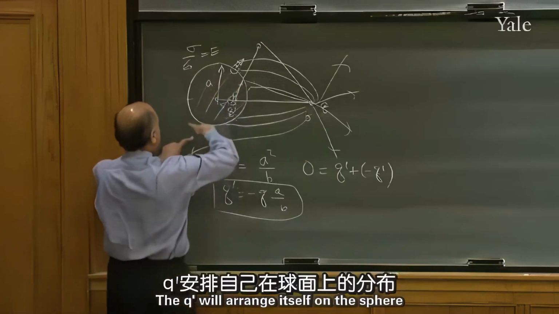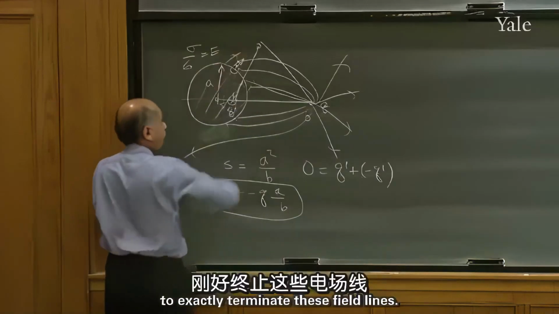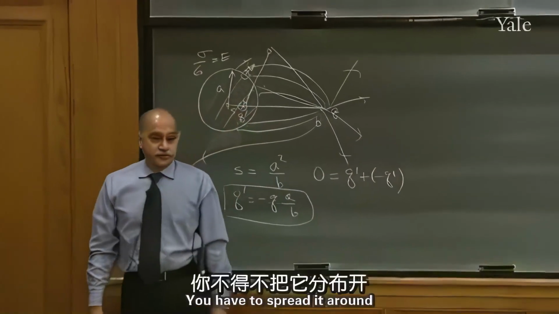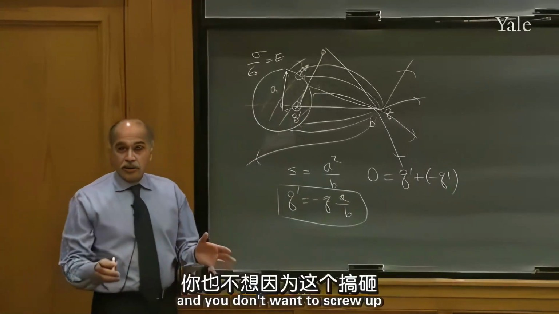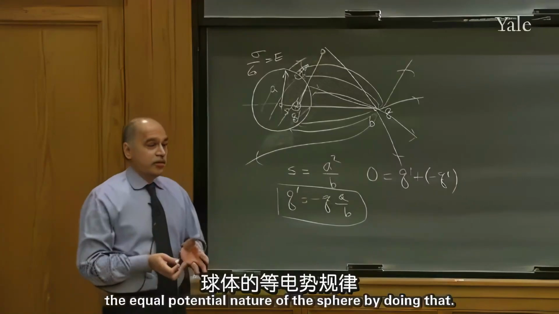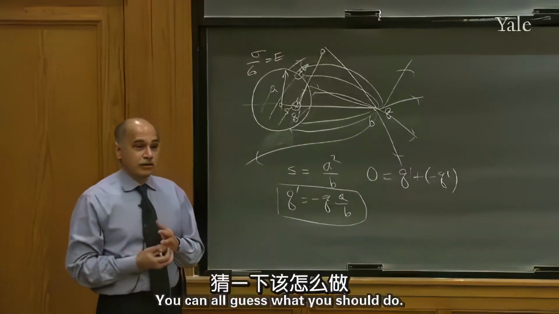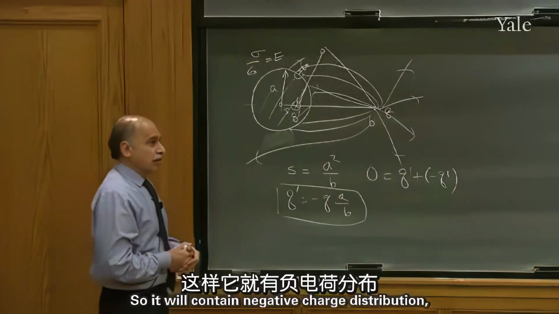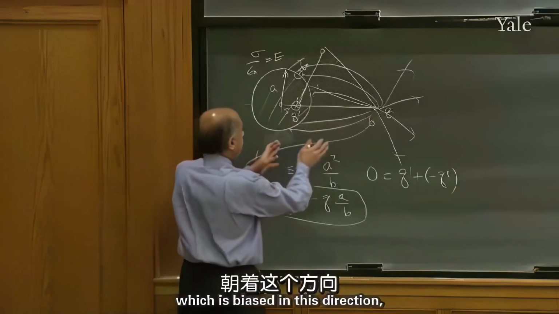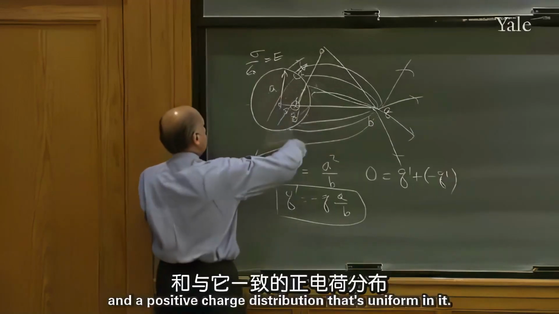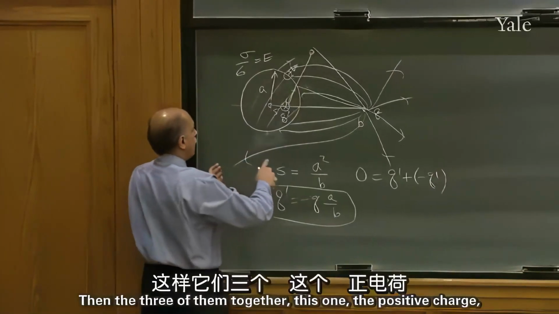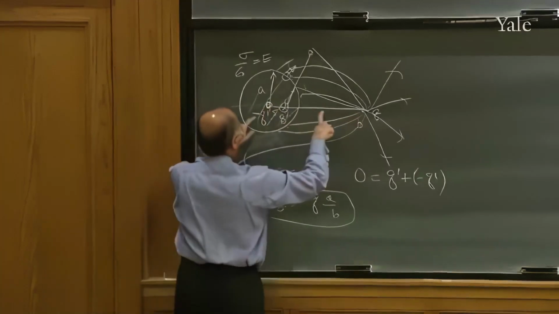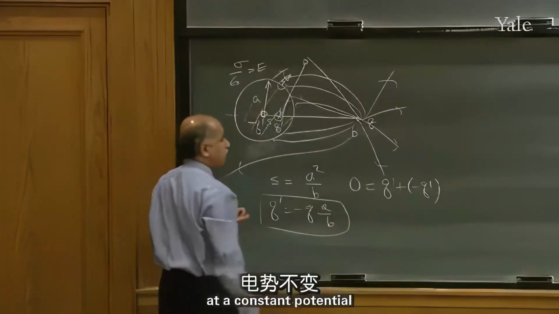The q prime will arrange itself on the sphere to exactly terminate these field lines. But the only difference is now you've got a charge minus q prime left over. You have to spread it around, and you don't want to screw up the equipotential nature of the sphere by doing that. And you can all guess what you should do. You should spread it uniformly on that sphere. So it will contain a negative charge distribution which is biased in this direction and a positive charge distribution that's uniform in it. Then the three of them together, this one, the positive charge I put here of minus q prime, and this one, three of them together will keep the sphere at a constant potential.